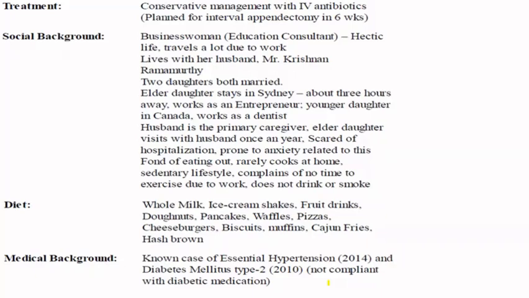Okay, prone to anxiety related to this. She is constantly anxious due to this. Okay, then she is fond of eating out. That means she has a habit of going out and having her food. She rarely cooks at home. That means she is not someone who cooks at home. So something related to her diabetes.